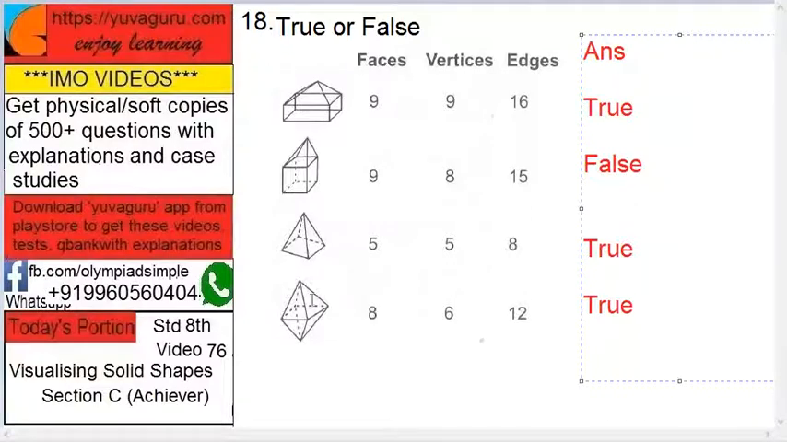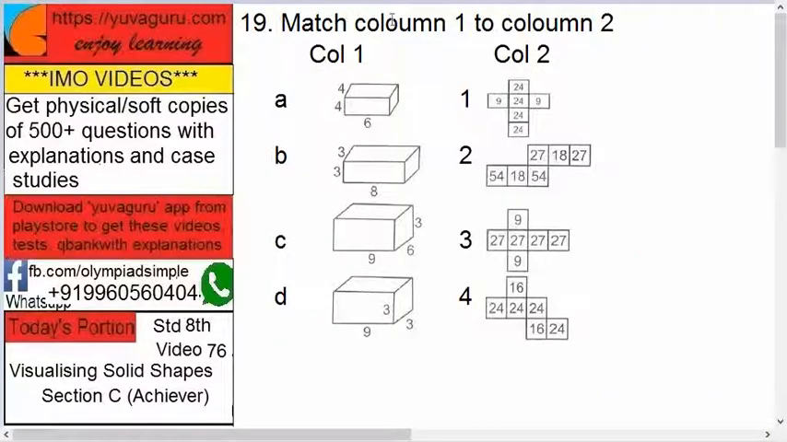This is called an octahedron because it has 8 faces. So this is also true. Okay. Now match the following, means match column 1 to column 2. So here everything looks the same, but how to match?